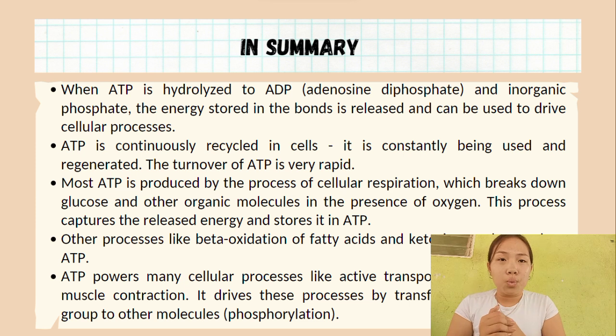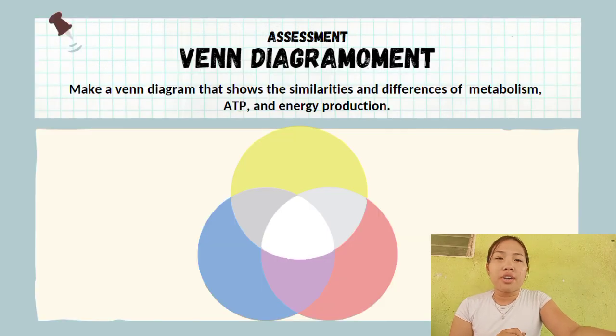Now that we are done with our discussion, let us measure your understanding. For our assessment, I have here the Venn diagram moment. So this is the Venn diagram. In our third learning objective, you will differentiate the overview of metabolism, ATP, and energy production.